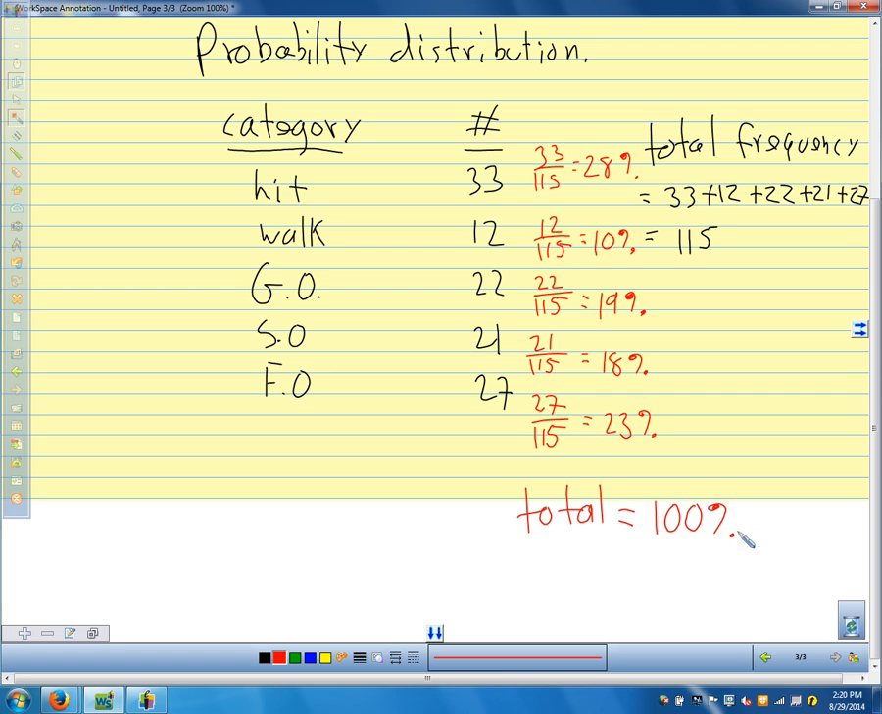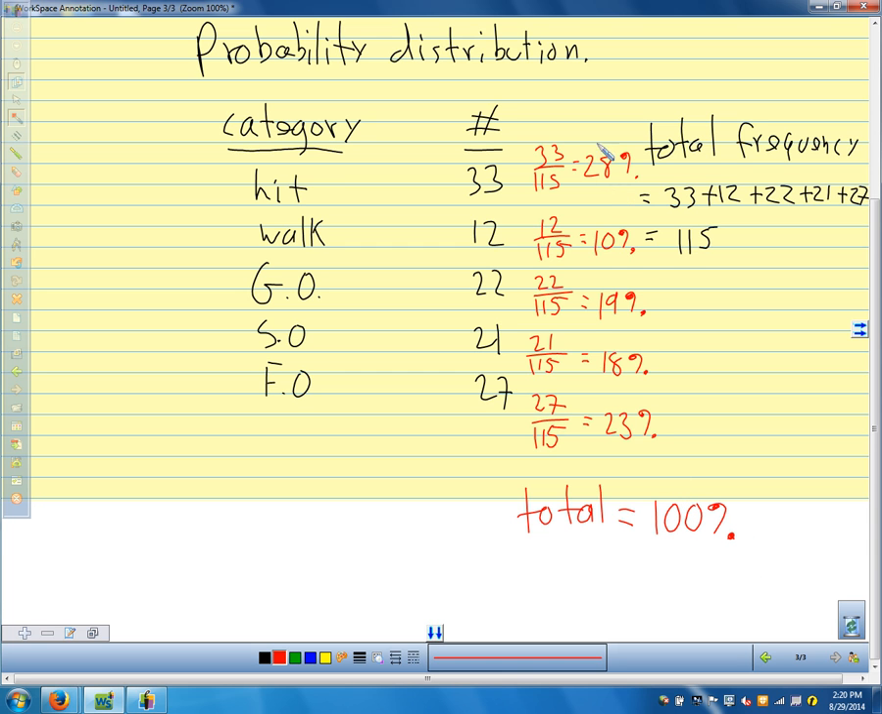When you add all the relative frequencies together, you have to get 100%. Because this is asking us, what are the chances that any of these happened when he was at bat? Well, the chance of any of them happening is 100%. So that's a way you can check your work if you make a probability distribution, is that all your probabilities have to add to 100%.